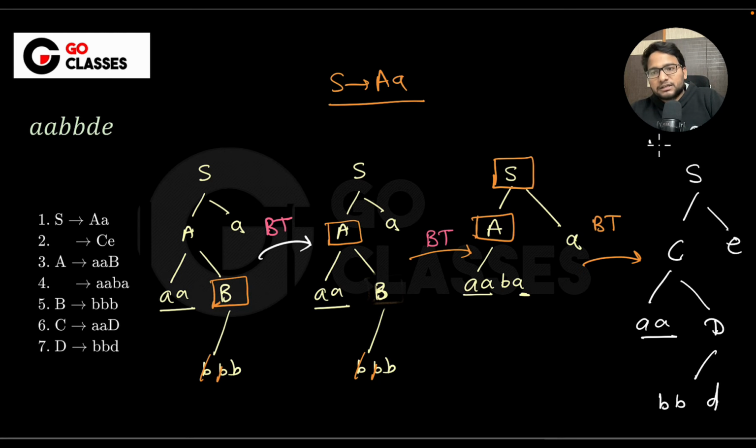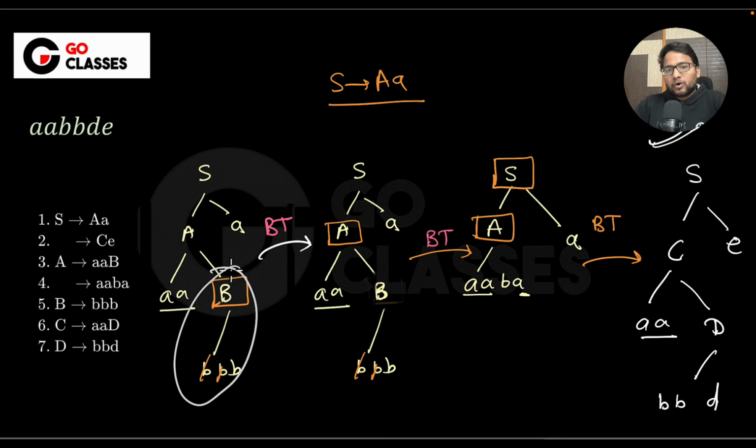And finally, this is success, right? Parsing successful. So how many backtracks do you have here? You have one backtrack here, one backtrack here. Backtrack here means how many productions got failed, right?